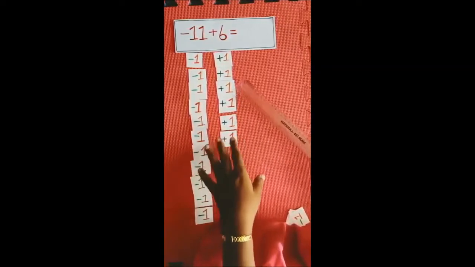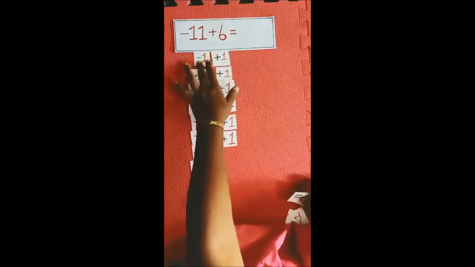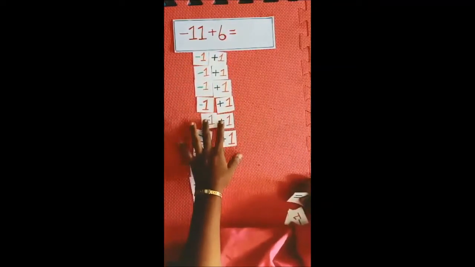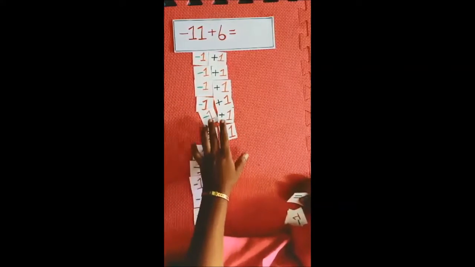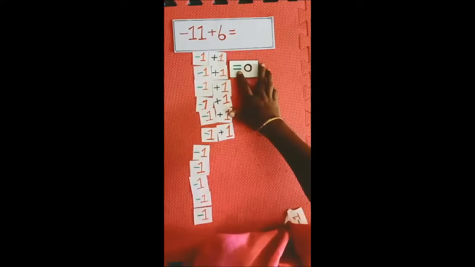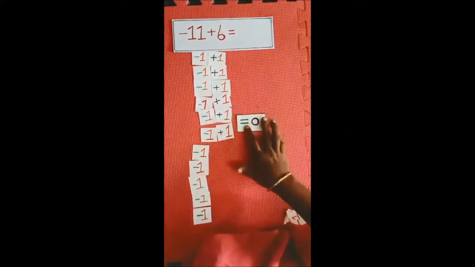Now we are going to evaluate this. See here, minus 1 plus 1. If you pair them, what is the answer? Minus 1 plus 1 is equal to 0. Minus 1 plus 1, 0. Similarly, we get 0 for every pair.